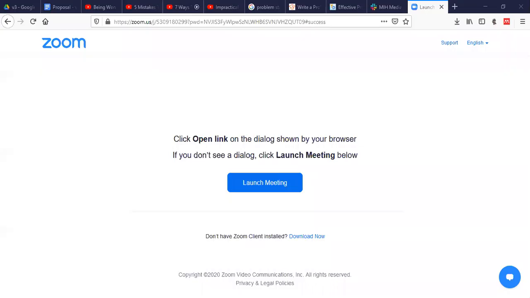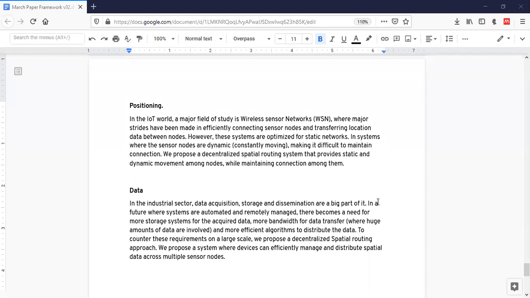Just quickly update what you have done since yesterday. Sorry, I think that's the wrong window. Okay, I'm just going to share my screen. Sure, thanks. Okay, there. Fine. Can you see my screen?